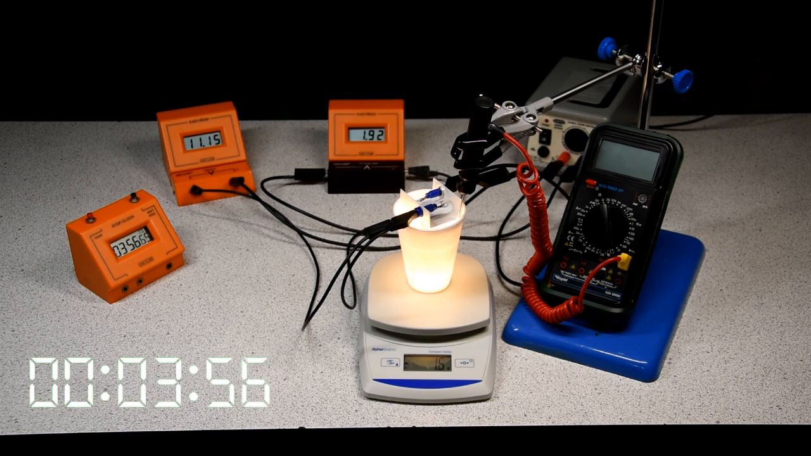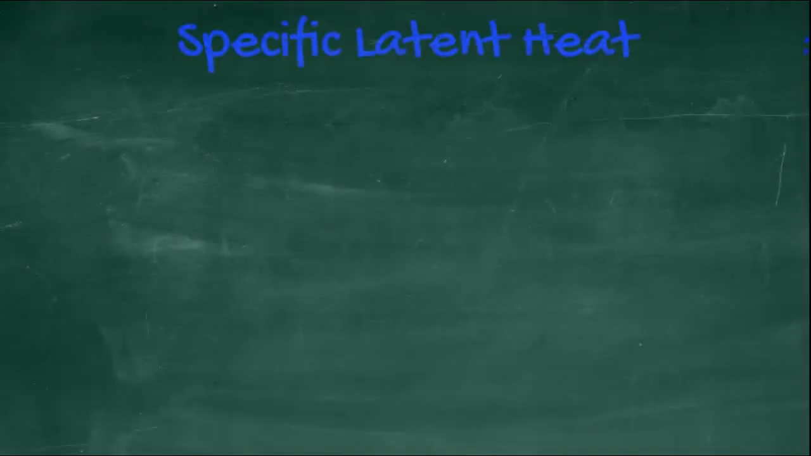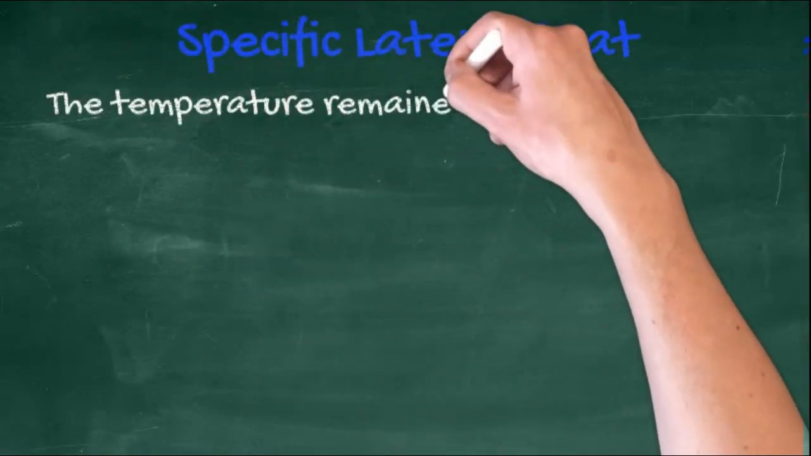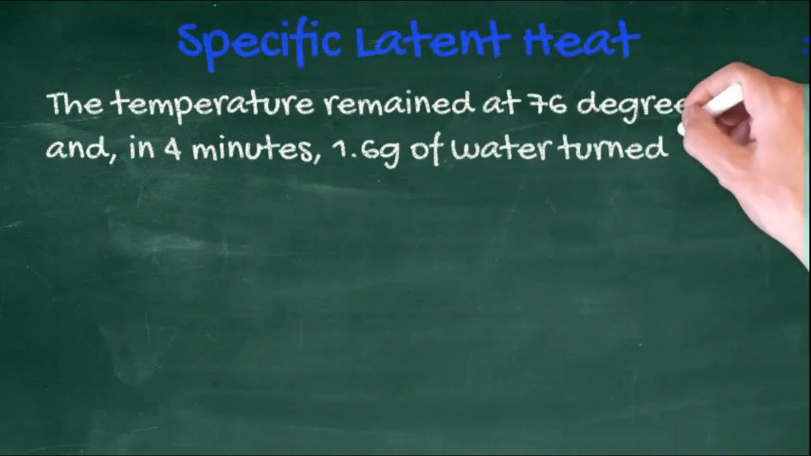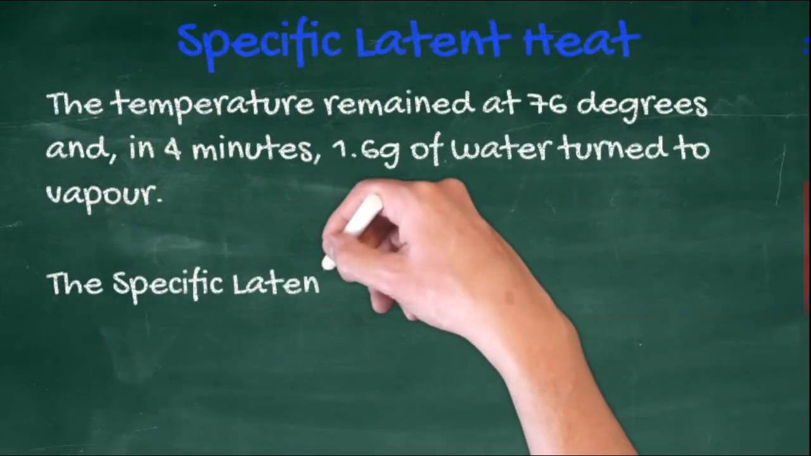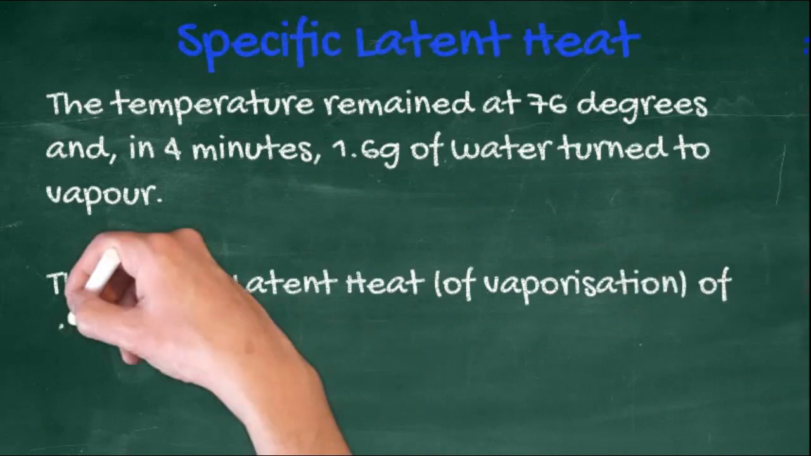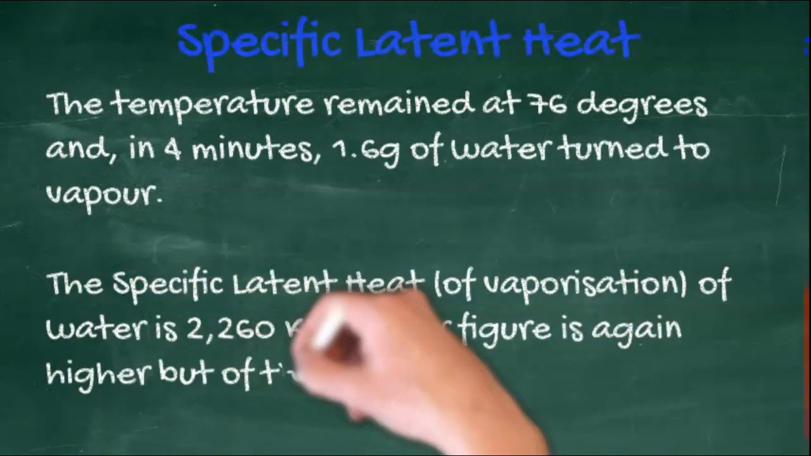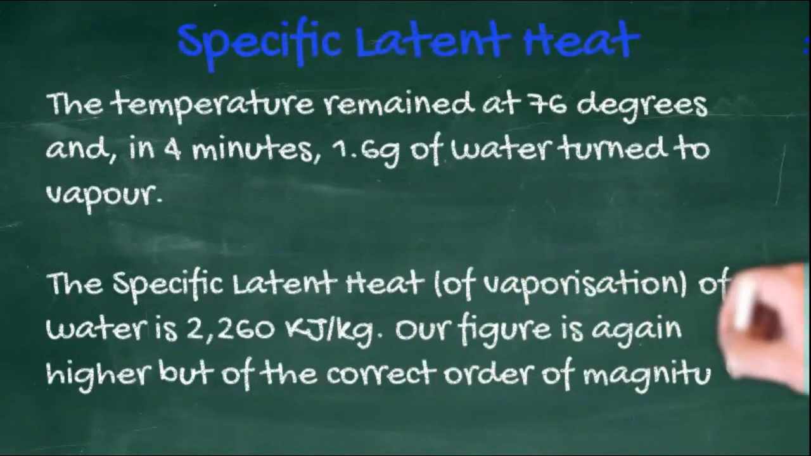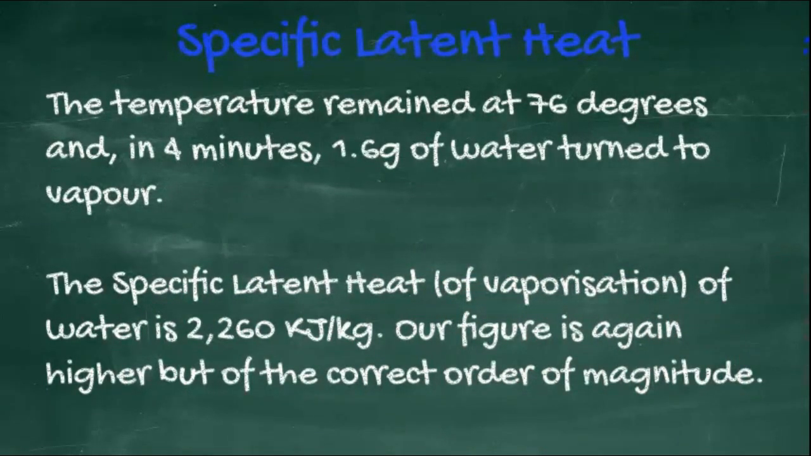The experiment is run for 4 minutes and the specific latent heat of vaporization calculated. The temperature remained at 76 degrees throughout, and in 4 minutes 1.6 grams of water turned into vapor. The specific latent heat of vaporization of water is 2,260 kilojoules per kilogram. Our figure, again, is higher, but of the same order of magnitude.